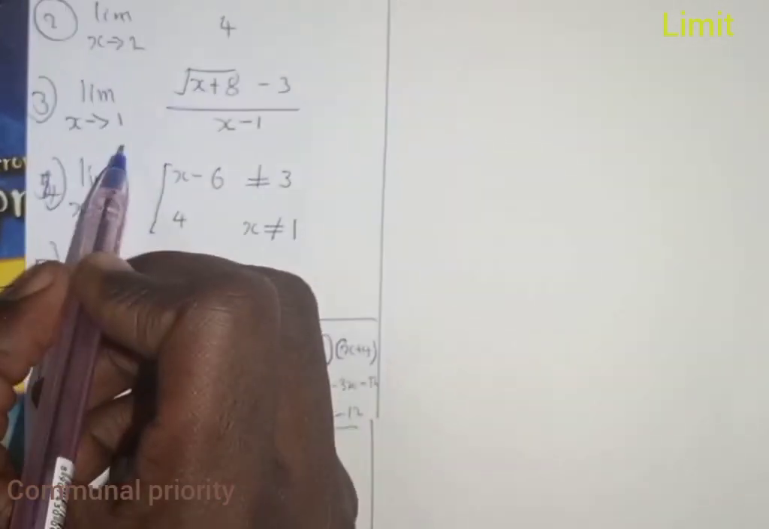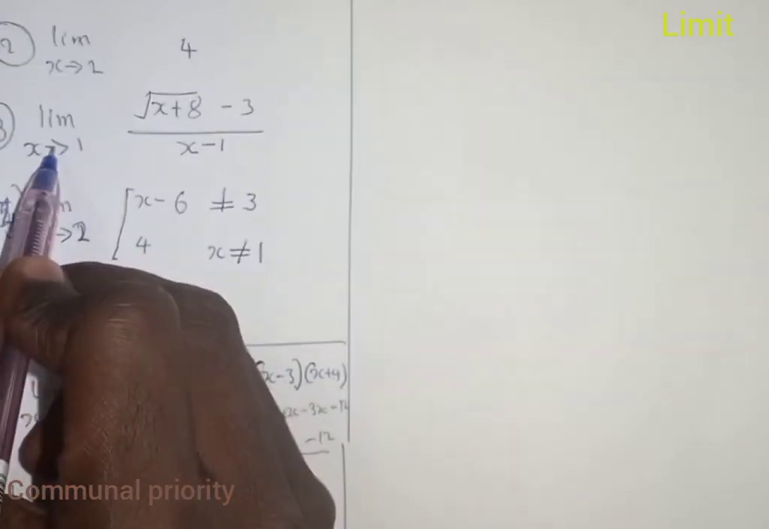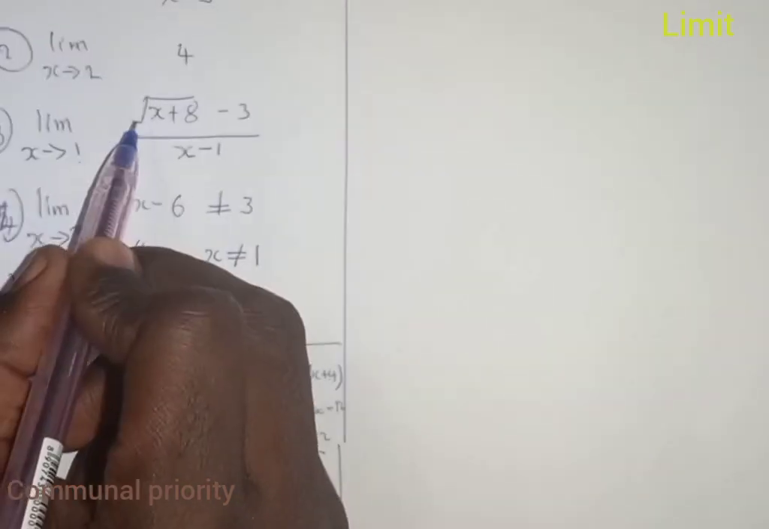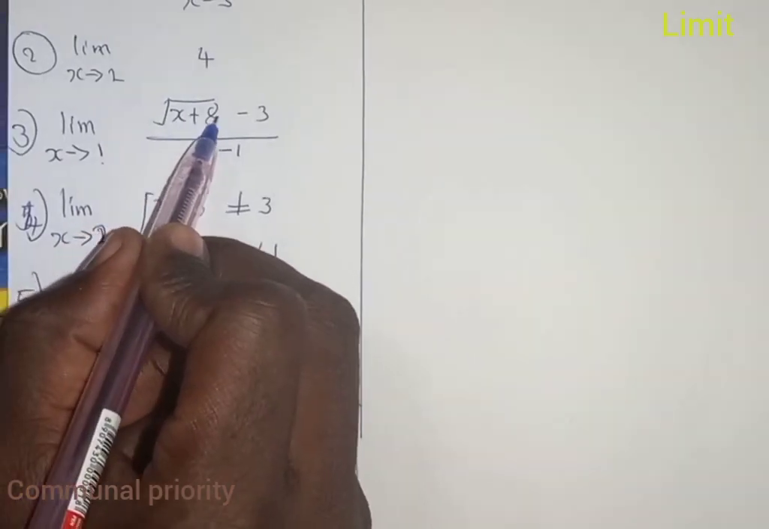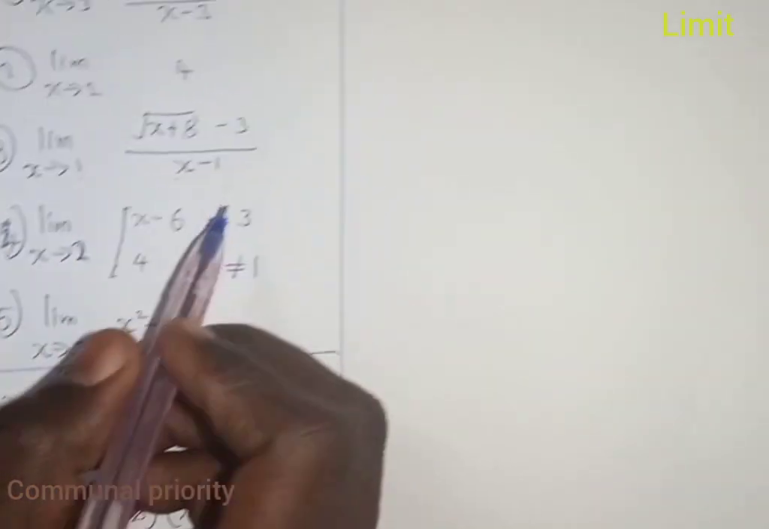Now we're moving to question number 3, which I can say is the difficult part, but the easiest part if you pay attention. So please pay attention to question number 3, which is the limit as x approaches 1 of (square root of x plus 8 minus 3) divided by (x minus 1).